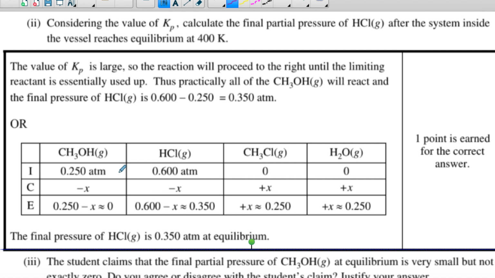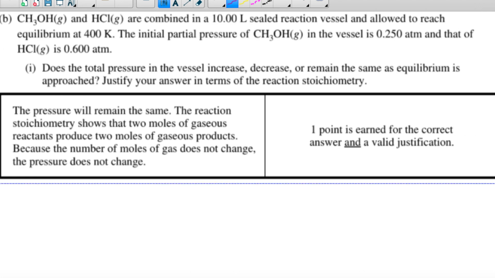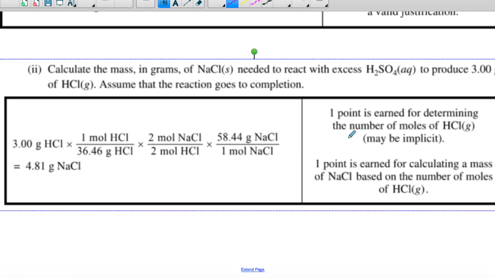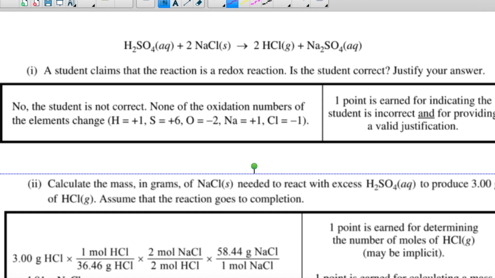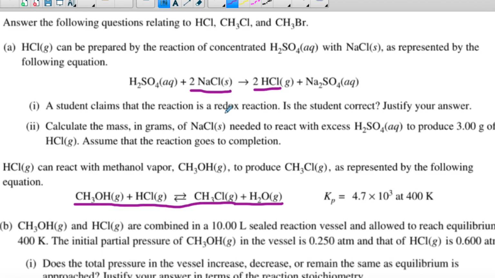Now, why are they assuming that there's going to be 0 of the CH3OH? Well, if you go back and look at the value of K real quick, K is exceedingly large. It's 4,700. This is much greater than 1. Since it's much greater than 1, that means the reaction really goes to completion. Most all of the reactants turn into products.